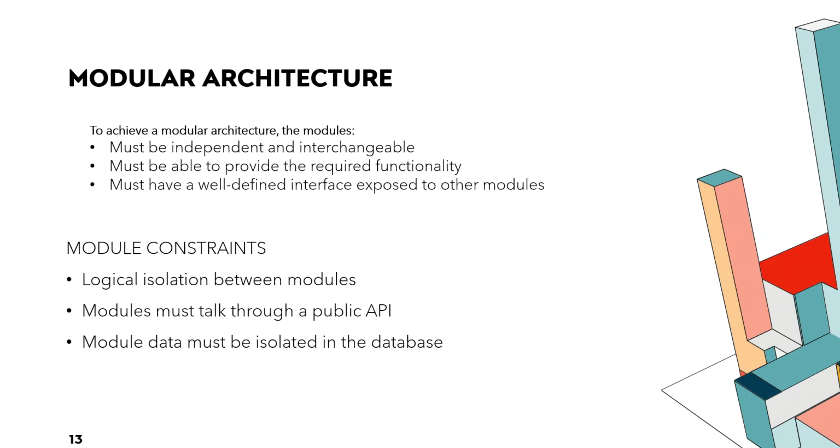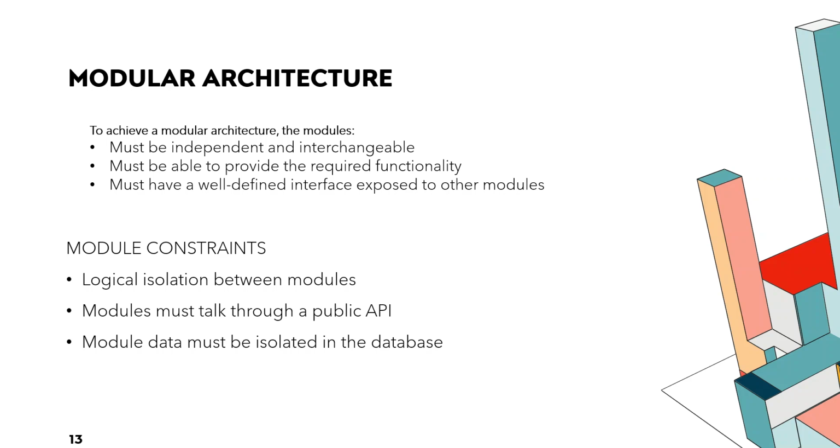To achieve a modular architecture, the modules should be independent and interchangeable. Your module should have, for example, a domain that is specific to that module, your use cases, your business logic, and the architecture you are going to use will be specific to your module. The module must be able to provide the required functionality, and we have a defined interface exposed to other modules. That's how to communicate with other modules.